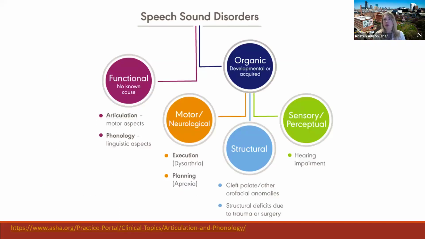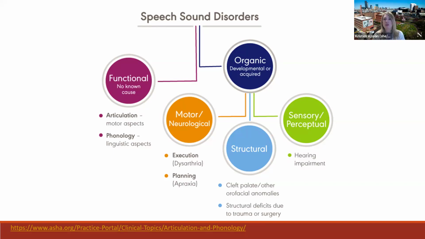So I'd like to start by showing this figure, which is from the American Speech-Language-Hearing Association's website. It shows that speech sound disorders is an umbrella term that encompasses a variety of disorders that all affect intelligible and accurate speech production in children. So some have organic causes that are structural, sensory, or neurological in nature.